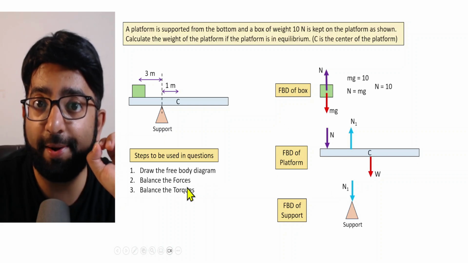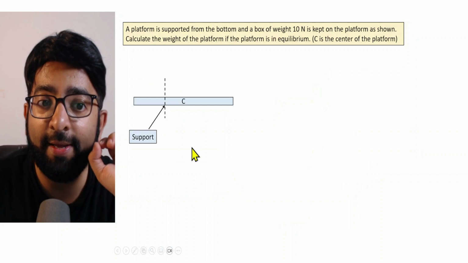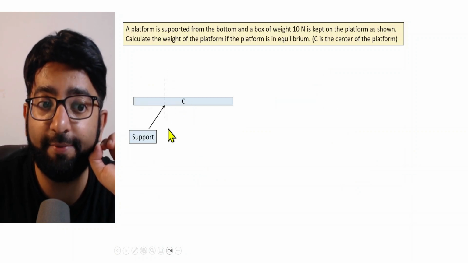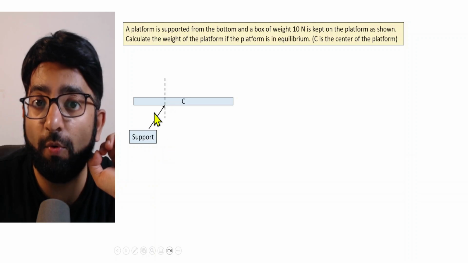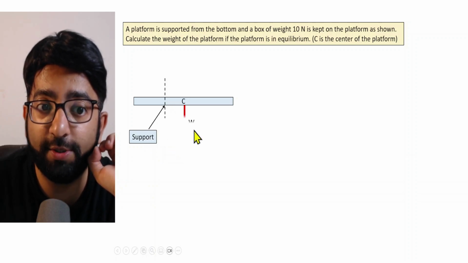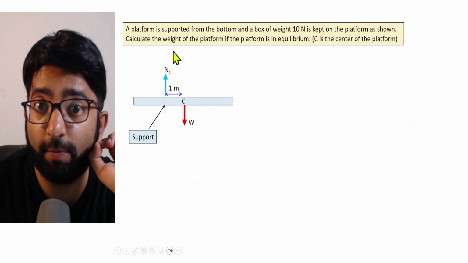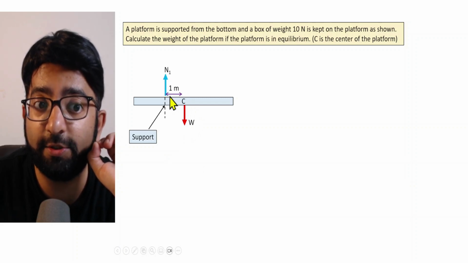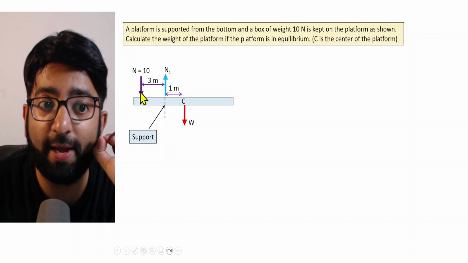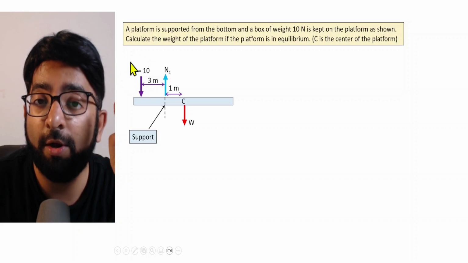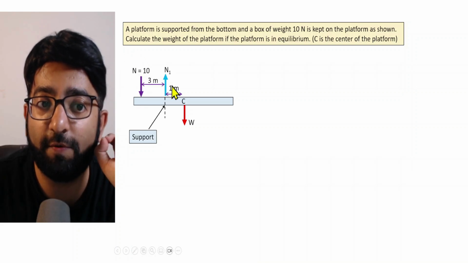Step number two is to balance the forces. So moving ahead, this was the platform. C is the center of the platform, and this dotted line represents the line where the support was kept. Now, drawing the forces, the weight acts from the center of mass. Then we have the normal reaction coming from the support, N1, at a distance of 1 meter from C. Then we have N, which is equal to 10 newtons. This is the normal reaction coming from the box. It is at a distance of 3 meters.